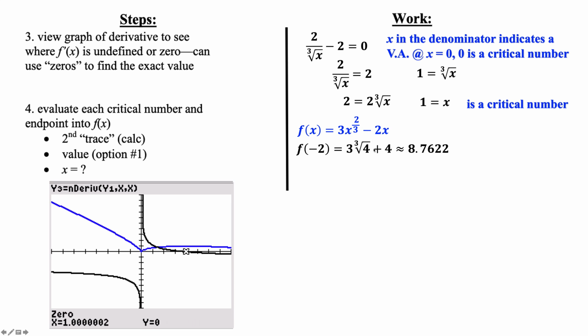We would go to our calculator, enter this, and get our decimal value. F of 0 is a critical number. 0 in for both x's are going to 0 them both out. That's a 0. F of 1, well, the cube root of 1 squared is 1, so 3 times 1 is 3. 2 times 1 is 2, so 3 minus 2 is a 1.